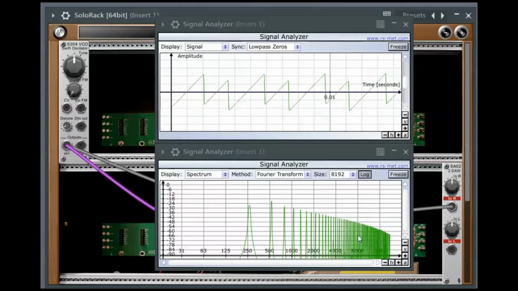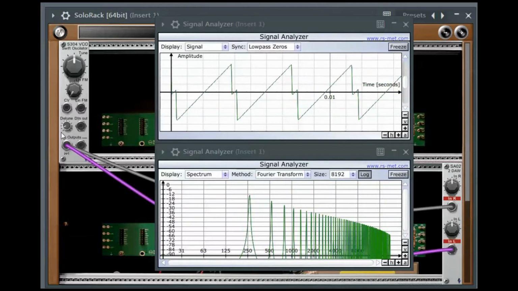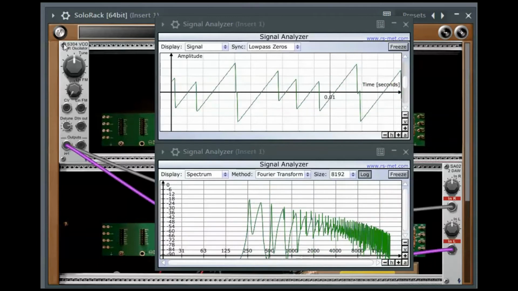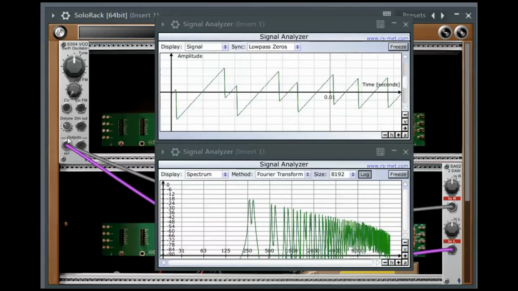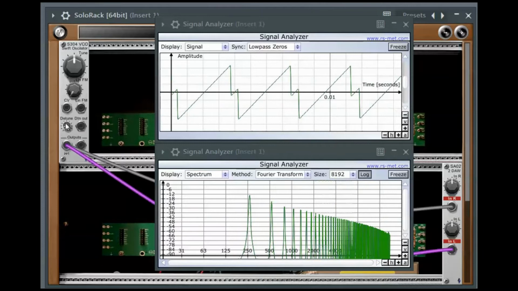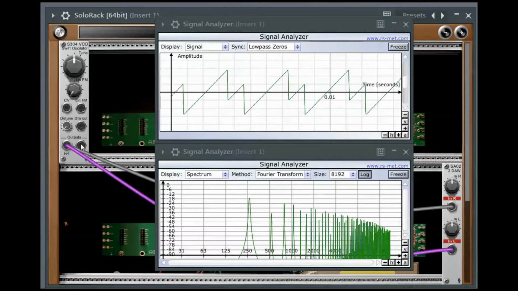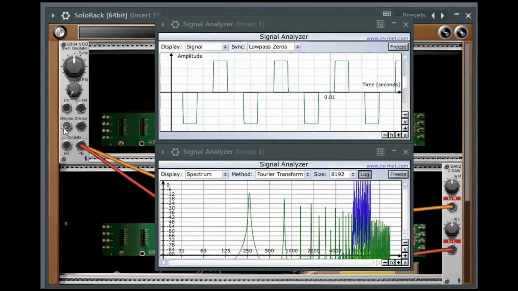Let's start with the S304. This oscillator delivers only two basic waveforms, saw and square. But the S304 generates both of them two times. Two detunable saw waves and two detunable square waves.